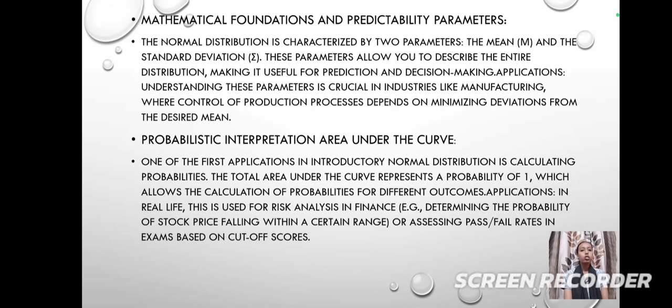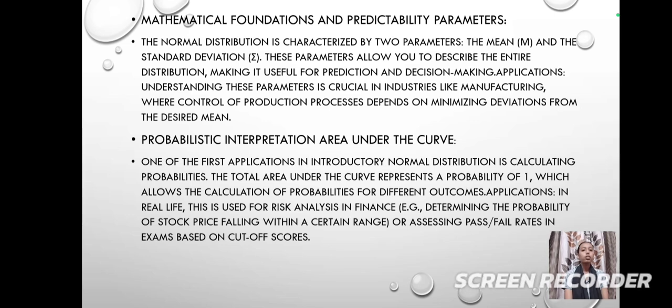First is mathematical foundation predictability parameters. The normal distribution is characterized by two parameters, the mean and the standard deviation. These parameters allow you to describe the entire distribution, making it useful for prediction and decision making. Applications. Understanding these parameters is crucial in industries like manufacturing, where control of production process depends on minimizing deviation from the desired mean.